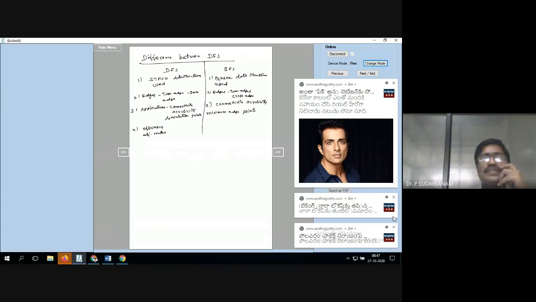What is the efficiency for the adjacency matrix? It is theta of n square. Here also the same thing, theta of n square. Next one is adjacency list: theta of n plus e, number of vertices plus number of edges. Here also the same thing. This is the difference between BFS and DFS.